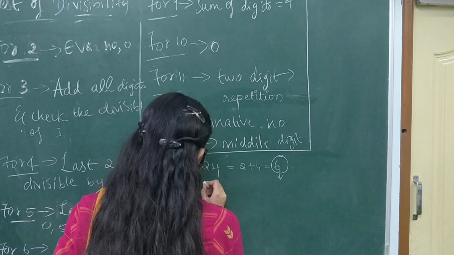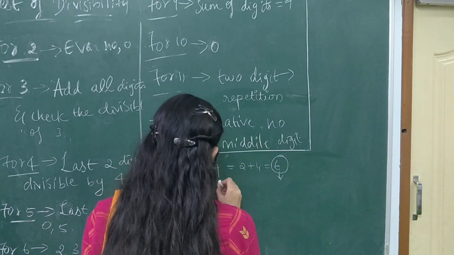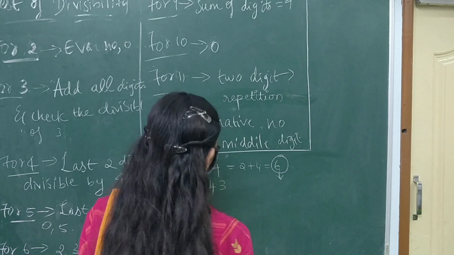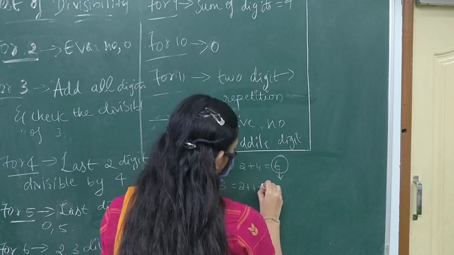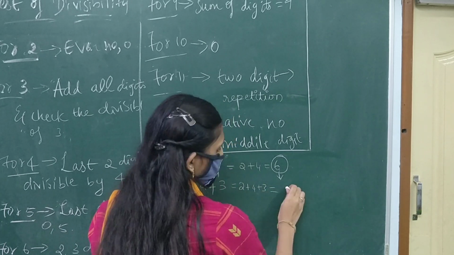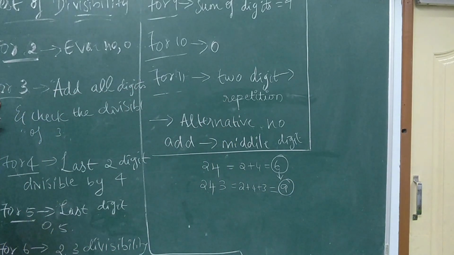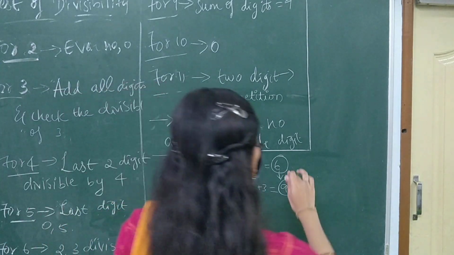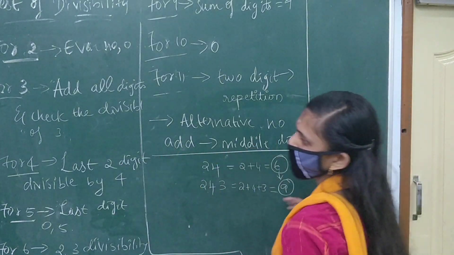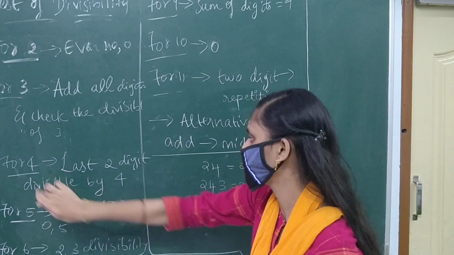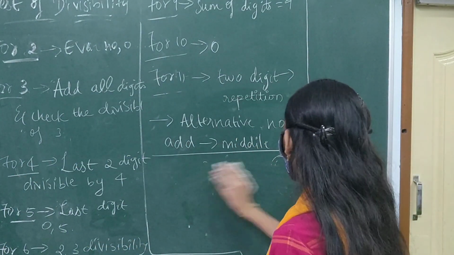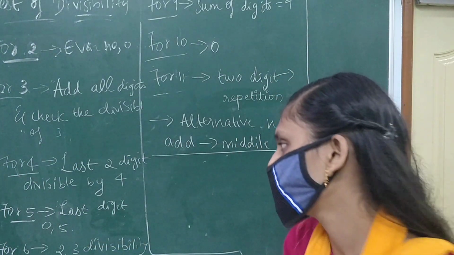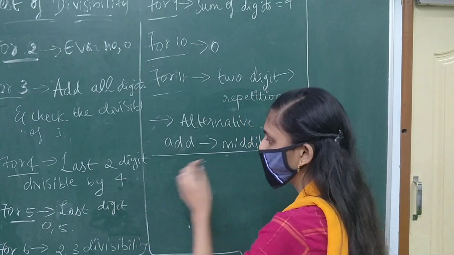The same way for any 3-digit number. Let us take 243. Add all the digits: 2 plus 4 plus 3, 7 plus 2, 9. We know 9 is also divisible by 3. So the test for divisibility by 3 is to add all the digits, and the output should be divisible by 3. And the test for divisibility by 4 is that the last 2 digits should be 0, or should be divisible by 4.